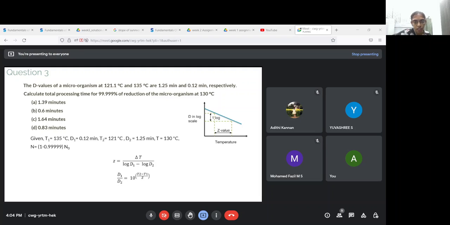So if you rearrange this equation, that is, you take the log, you take the anti-log, you will have D1 by D2 equal to 10 power (T2 minus T1) by Z, where D is the decimal reduction value, T is the temperature, and Z is the Z value. Is this clear?